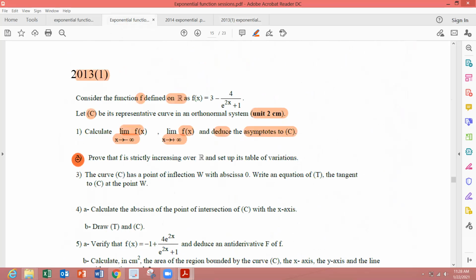Part 2. Prove that f is strictly increasing over R and set up the table of variations. For the function to be increasing, its derivative should be positive. So to prove the function is increasing, we have to prove f prime of x is positive.